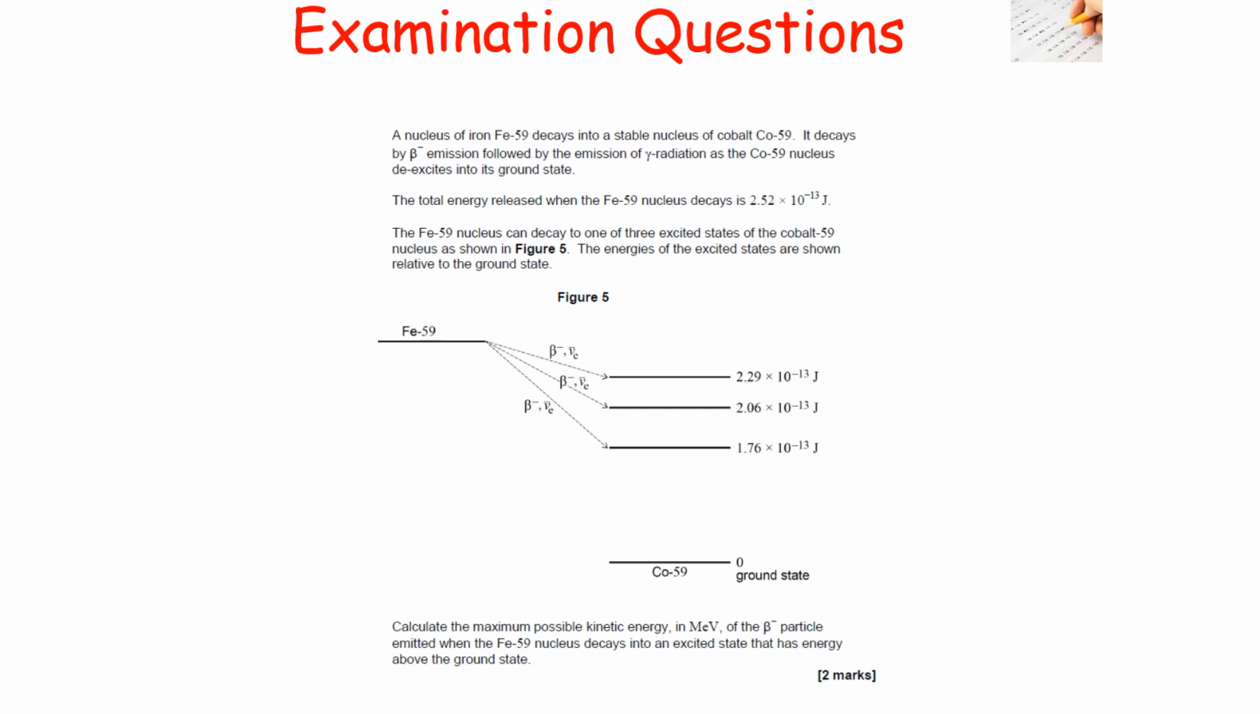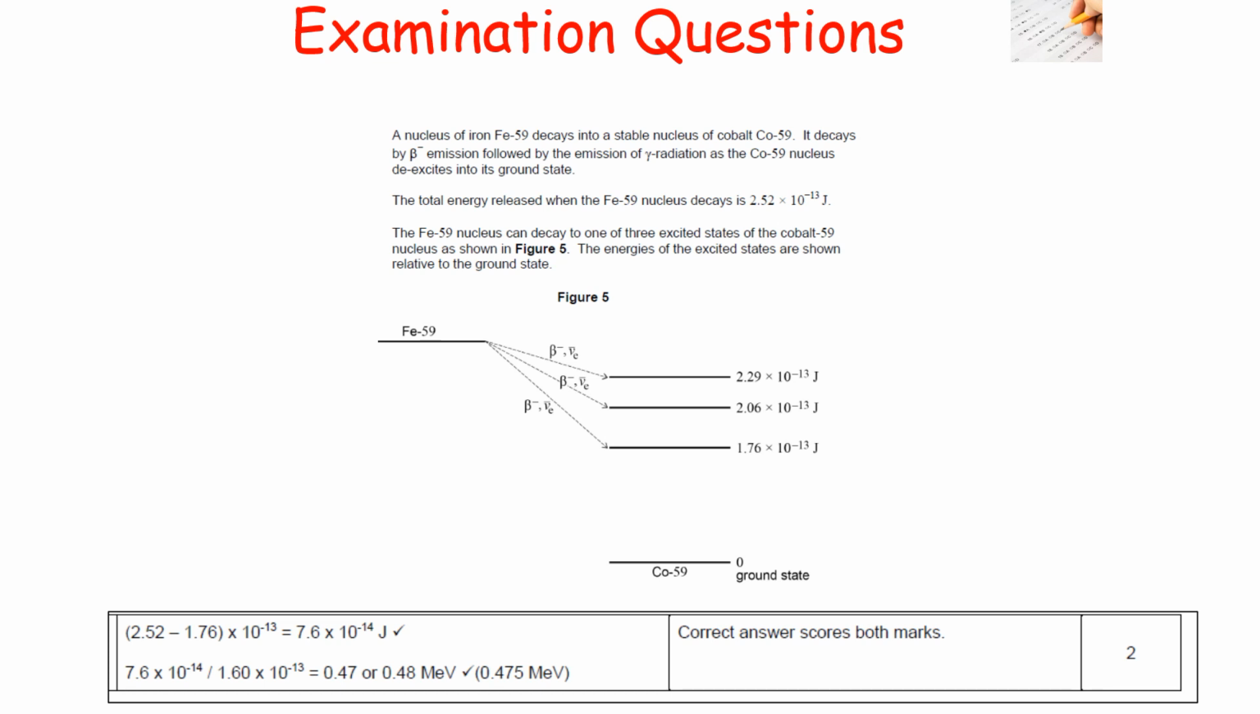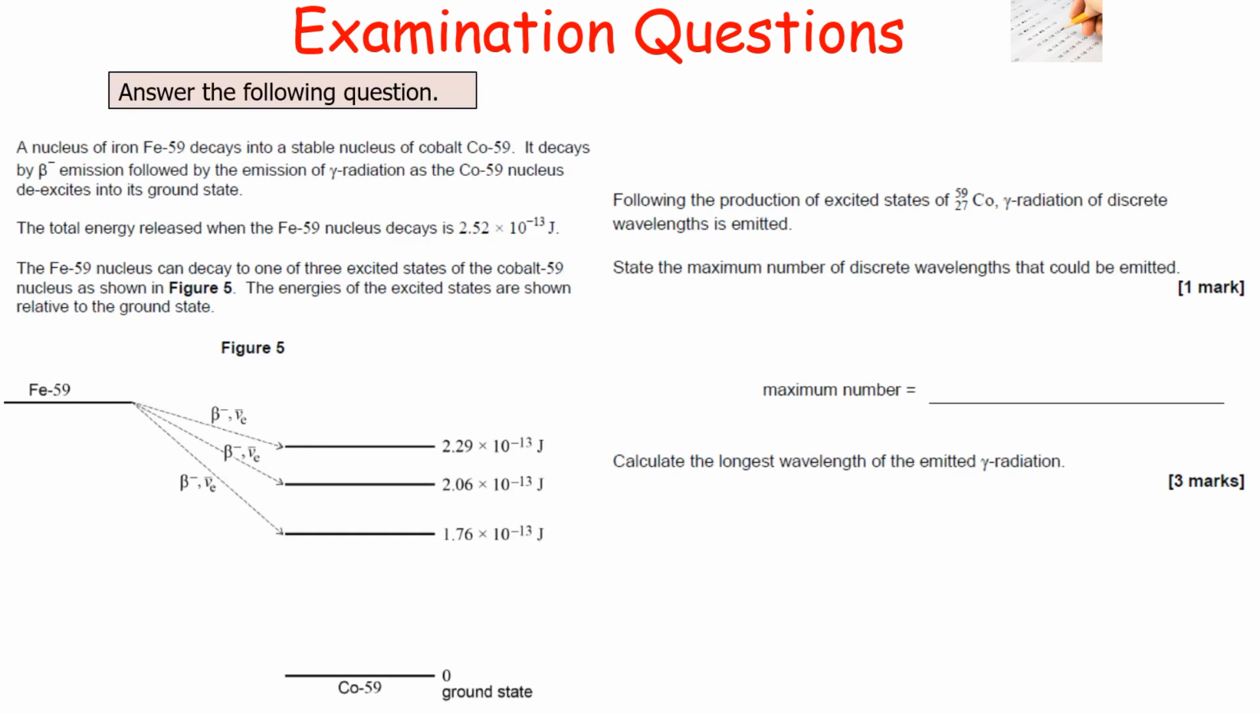Now why don't you use one of the other two? Well, you don't, because it's asking for the maximum kinetic energy, so that's going to be the biggest difference. The other two values will not give the biggest difference because they are bigger values. So you do 2.52 times 10 to the minus 13 minus 1.76 times 10 to the minus 13, so you get 7.6 times 10 to the minus 14 joules. Now the question wants it in MeV, so you've got to convert it back into MeV. Remember 1 MeV is equal to 1.6 times 10 to the minus 13, so you divide by that value to get 0.48 MeV.